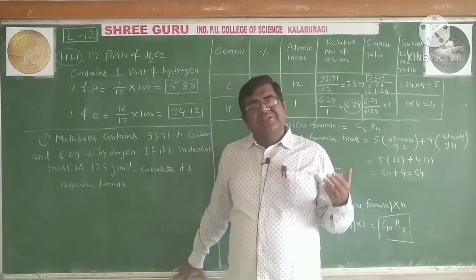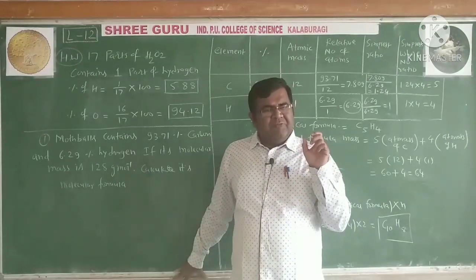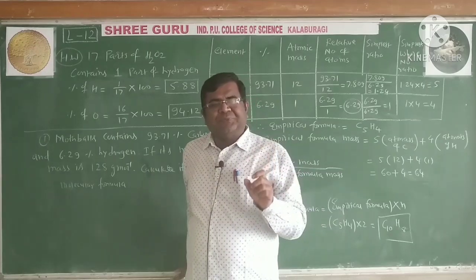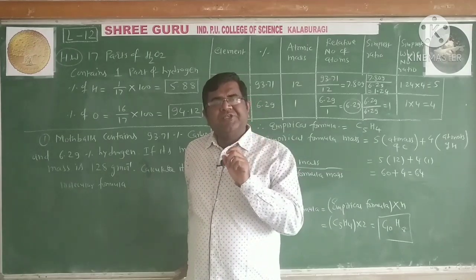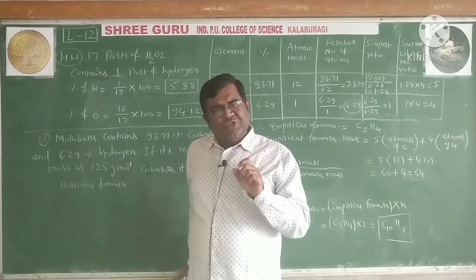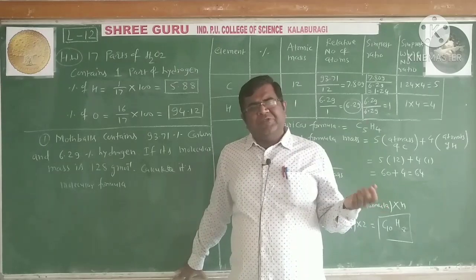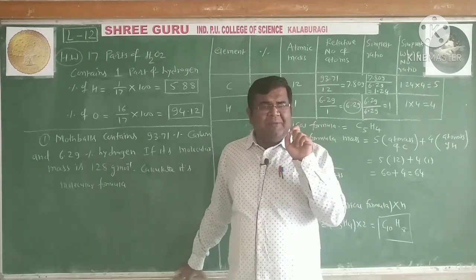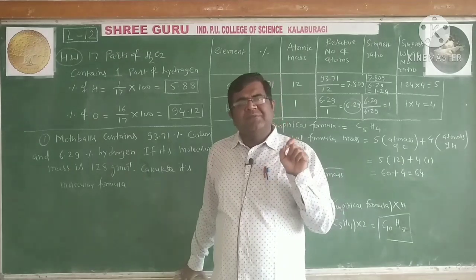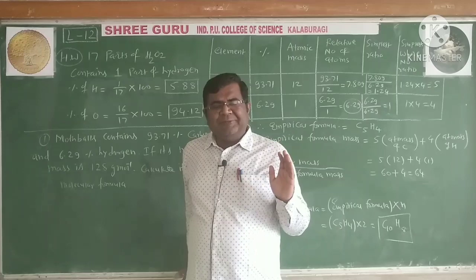And then next is simplest whole number ratio. If we get fractions, they are to be multiplied by a suitable integer to make it the simplest whole number ratio. Once we get that simplest whole number ratio, we have the empirical formula, because empirical formula is nothing but the symbol of element and subscript in the form of simplest whole number ratio. So empirical formula is determined.